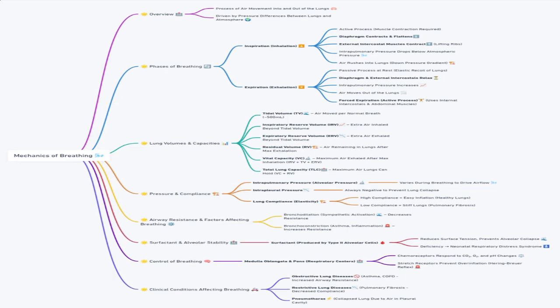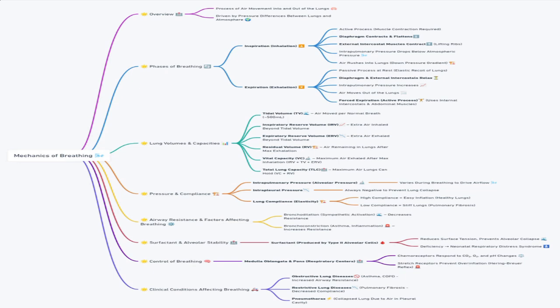So in inspiration, like I said, the rib cage moves upwards and outwards, while the diaphragm moves downwards, and it's an active process. The hemidiaphragms and external intercostal muscles are the most important in normal inspiration, and the diaphragm is innervated by the phrenic nerve, which causes what I talked about.